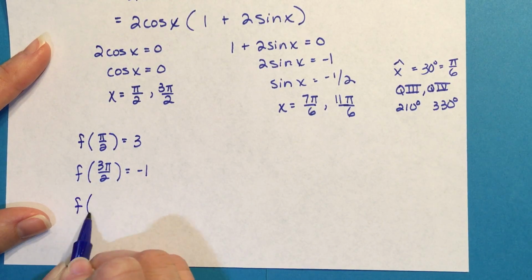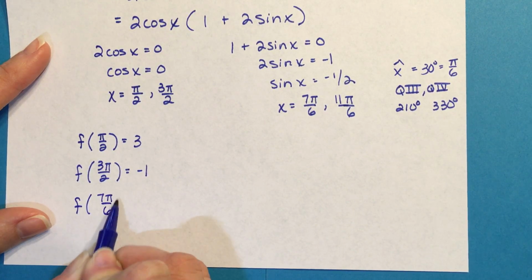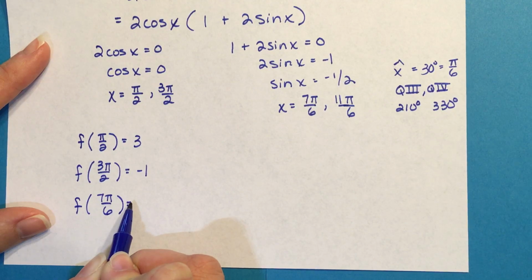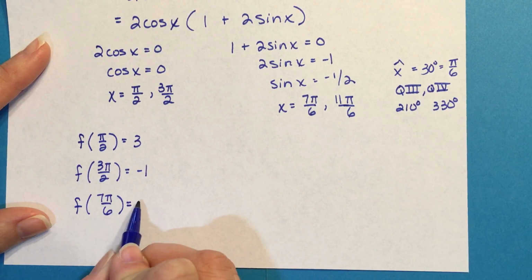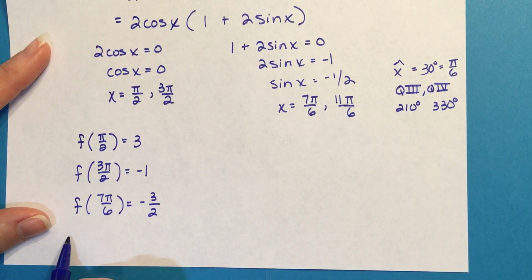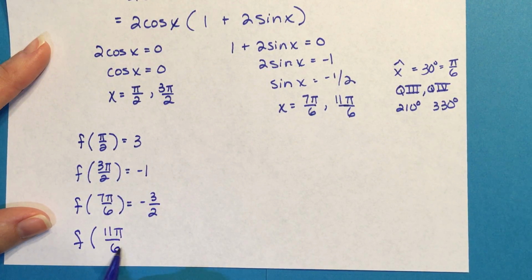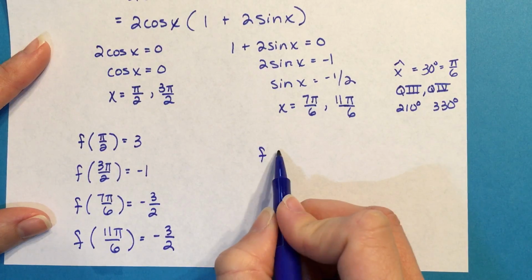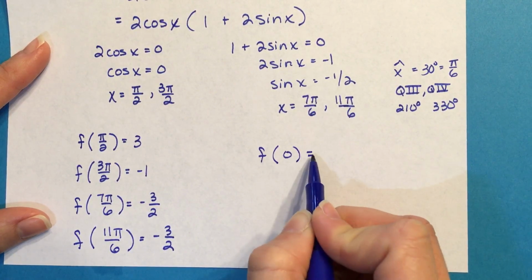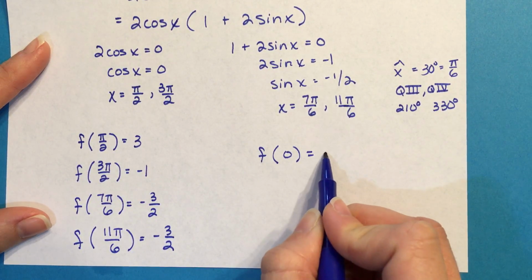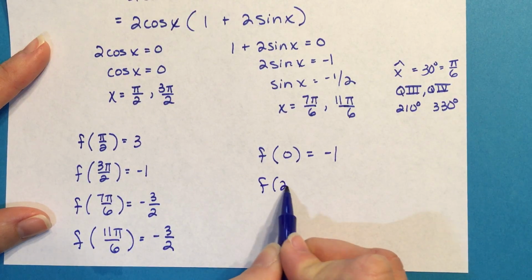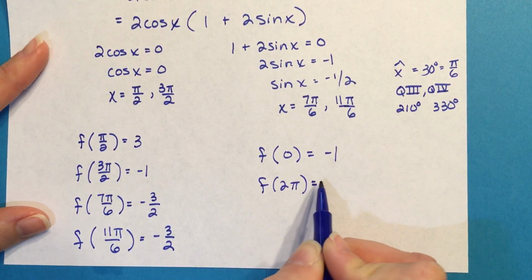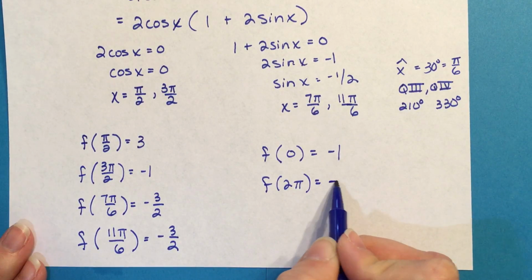Then f of 7 pi over 6. Okay, that's going to give us negative 3 over 2. And then f of 11 pi over 6 is going to give us negative 3 over 2. I also have to evaluate it, remember, at each endpoint. So at 0, I get negative 1. And at 2 pi, I end up with negative 1.